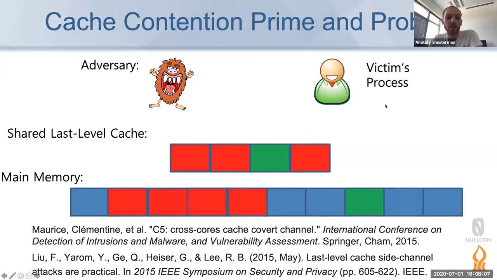let's talk about prime and probe and the cache contention measurement. In prime and probe, the adversary tries to measure last level cache contention to learn the victim's process characteristics. It allocates a cache-sized buffer and measures time. When the victim's process accesses the data in the last level cache memory, the probe time is longer. So the adversary can retrieve the frequency of the process's access to its data, and this can fingerprint the process.